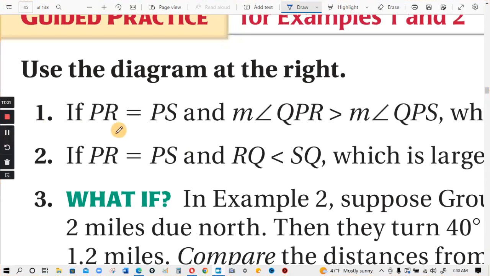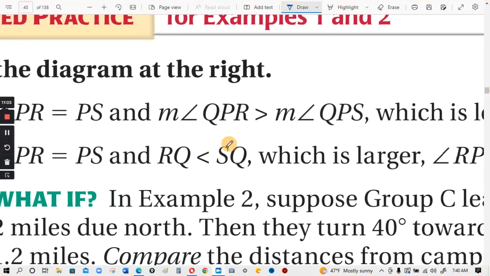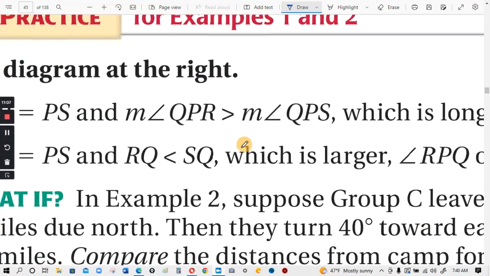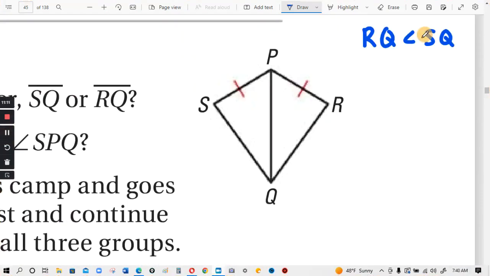Number 2, same diagram, but RQ is less than SQ. Which angle is larger? All right, RQ is less than SQ. See if you can tell me which angle is larger and which is smaller.